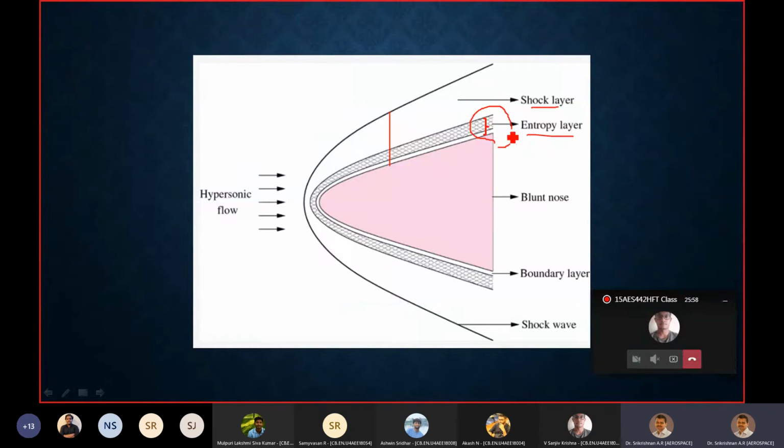Wherever you are considering it, the gradient in the direction that is almost transverse to the direction of the flow. The difference in entropy or the gradient of entropy is what we refer to as entropy layer.